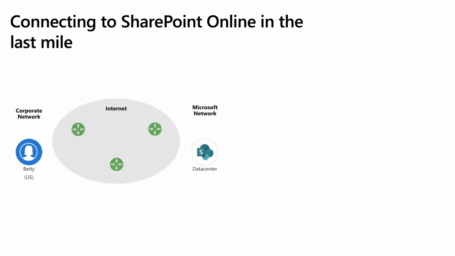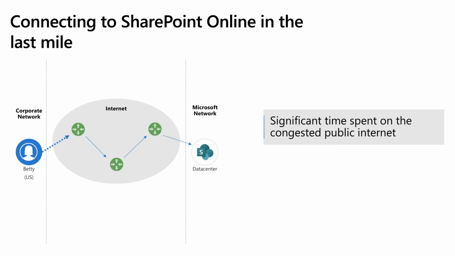So they would traverse their corporate network, go over the internet, and then finally come into the Microsoft network and access their content. And what we noticed in this model was users ended up spending a lot of time on either their corporate network or the internet before getting into the Microsoft network. And generally you run into congestion or low bandwidth situations on the internet that impacted end user experience. And to address that, we've changed the way we route and connect to Microsoft and SharePoint Online.